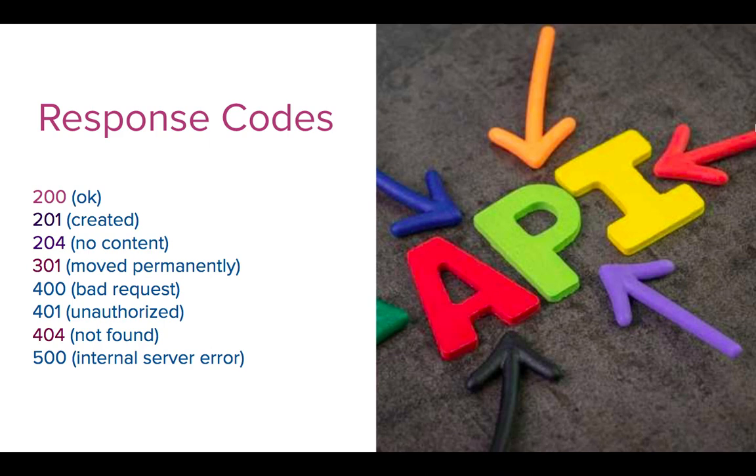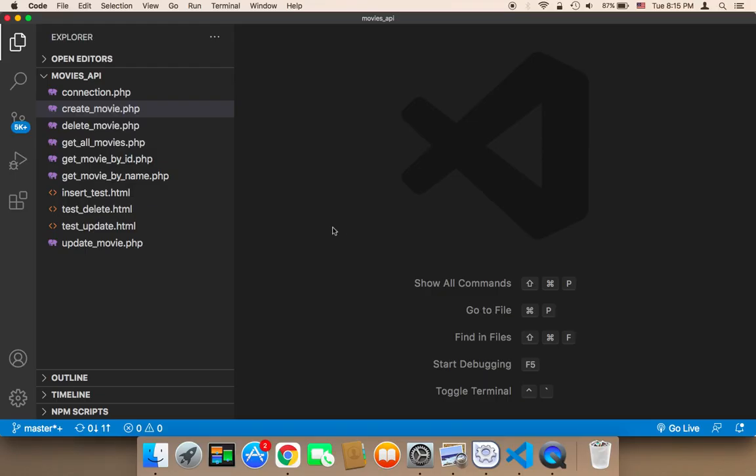And again, this is not the complete list. This is just the most important response codes. And you aren't going to be using all of these. The two most important response codes from this list are 200 and 400. These two are very important. So let me now head over to the project and use these response codes in our project.